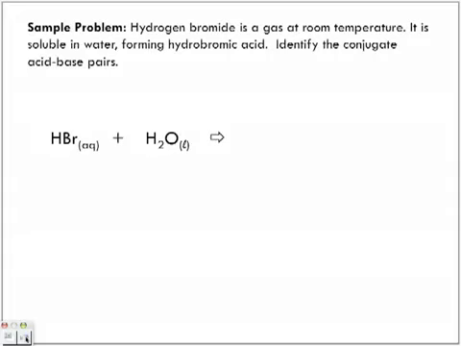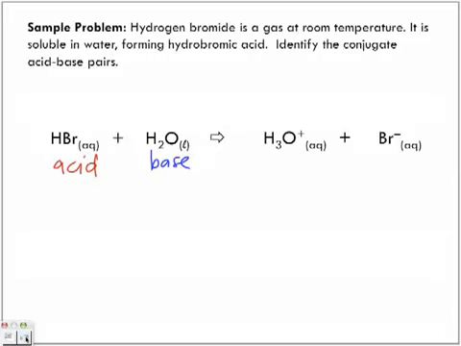The hydrobromic acid is going to give up the H to the water to form the hydronium ion. So this is what ensues in the end. So we know that here we've got the hydrobromic acid. This is the acid. The water here is going to act as a base. It's not a base, but it's going to act as a base.